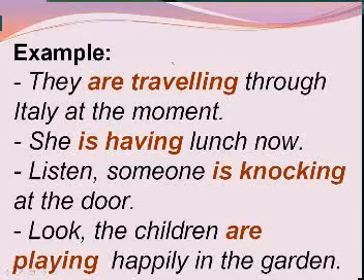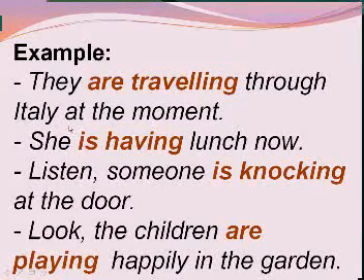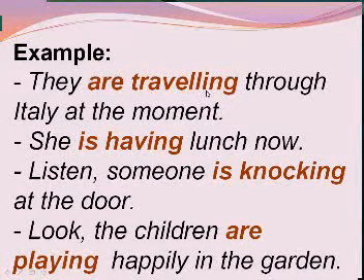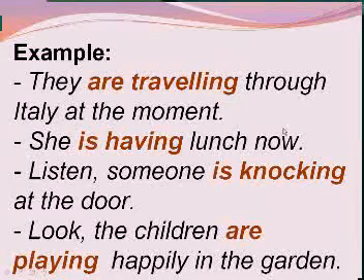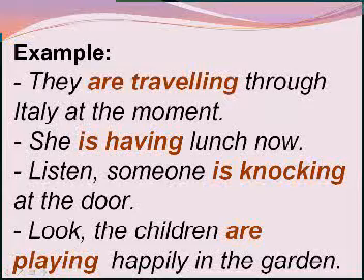Example, they are traveling through Italy at the moment. The word at the moment means right now. They are traveling, so this is something that is happening right now at the time of speaking. They are traveling through Italy at the moment. Are traveling, so we have verb to be, verb plus ing.